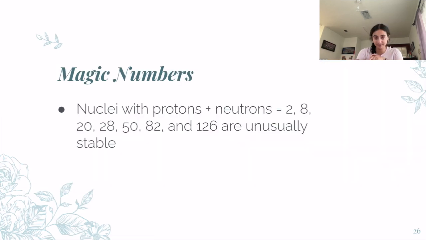Okay, finally, we're going to talk about magic numbers. And this is a very short definition. There's pretty much nothing on this slide. But these are just isotopes with nuclei that have a total sum of protons and neutrons that equal 2, 8, 20, 28, 50, 82, and 126. And this just makes them unusually stable.